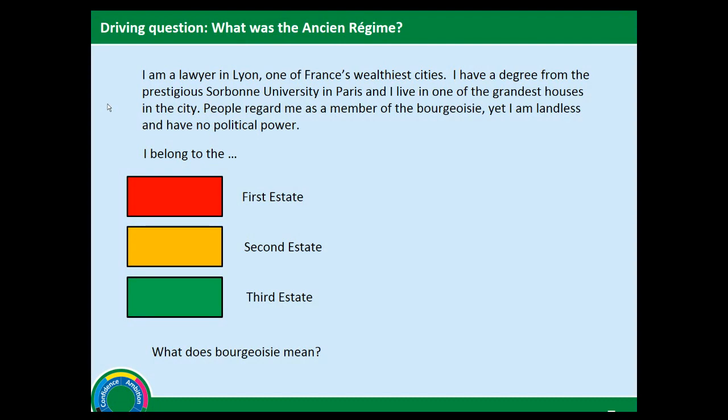I am a lawyer in Lyon, one of France's wealthiest cities. I have a degree from the prestigious Sorbonne University in Paris, and I live in one of the grandest houses in the city. People regard me as a member of the bourgeoisie, yet I am landless and have no political power. I belong to the first estate, second estate, or third estate. Your extension question is, what does bourgeoisie mean? Pause while you answer the questions.